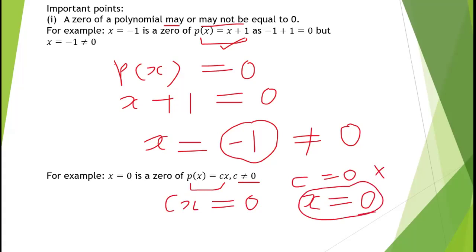So what we can conclude from this is that if a number is a zero of a polynomial, that number may or may not be equal to 0. Like in this case, we can see x equal to minus 1 is a zero of this polynomial, but minus 1 is not equal to 0. Here x equal to 0 is a zero of this polynomial, and it is also equal to 0. So may or may not be.